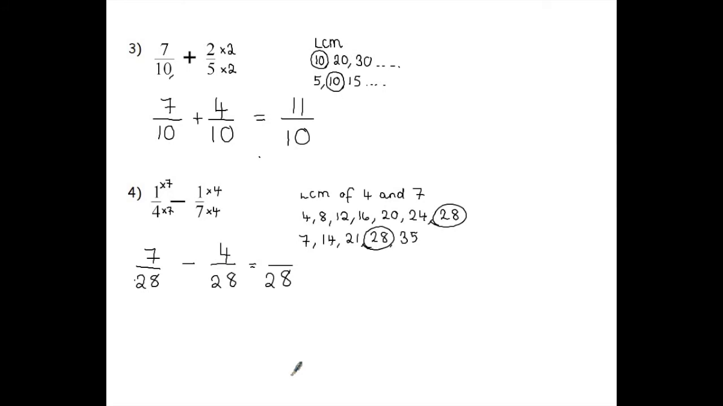Now you've got your 2 numerators, so we need to subtract them now. 7 take away 4 gives us 3. So our final answer is 3 over 28. This can't be simplified as nothing goes into 3 and 28.